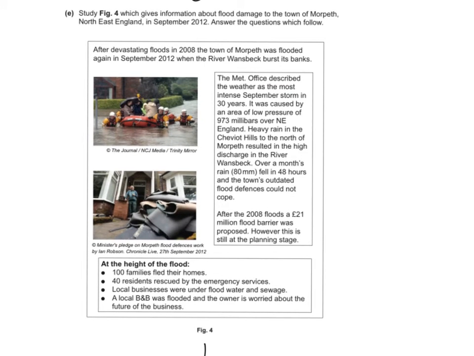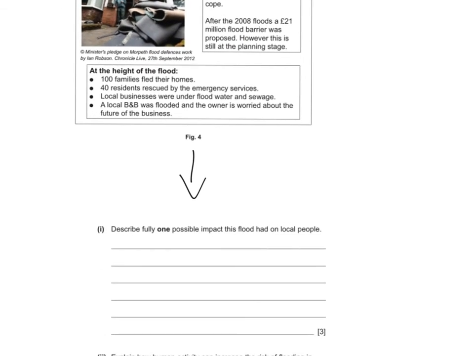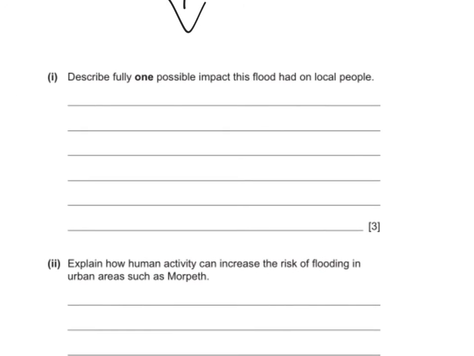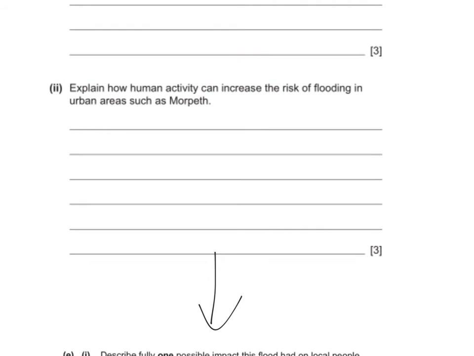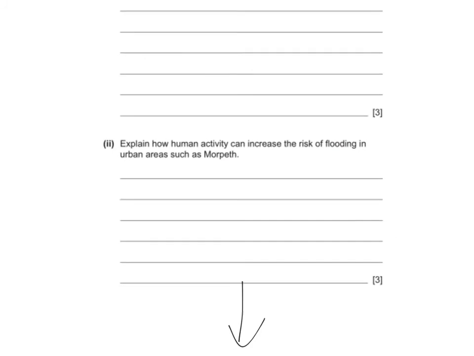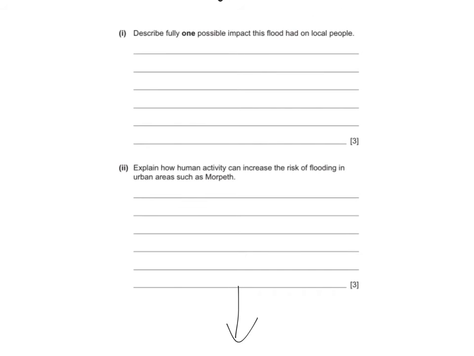This time it's for a sort of a newspaper article which we've talked about before. A newspaper article discussing the impacts of flooding. So describe fully one possible impact this flood had on local people, and then explain how human activity can increase the risk of flood in urban areas such as Morpeth. At this stage it would be useful if you just pause the video and have a go at these 2 questions.